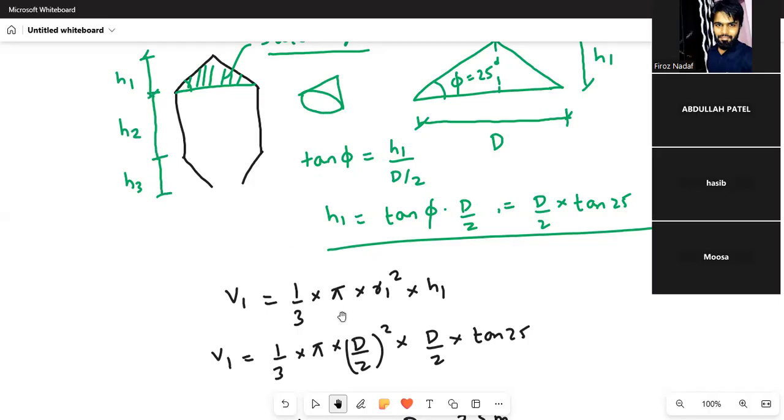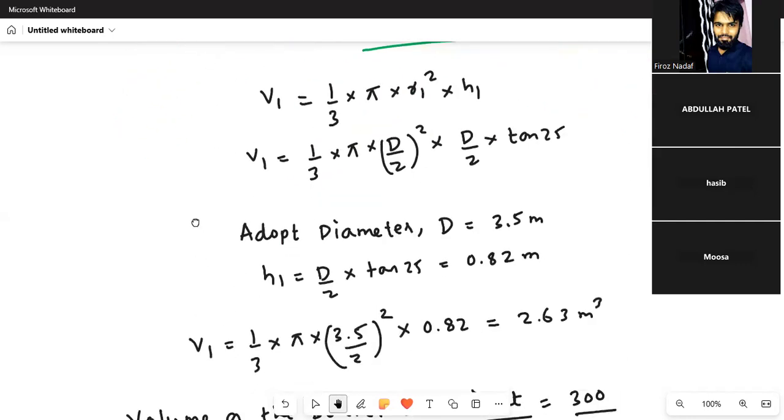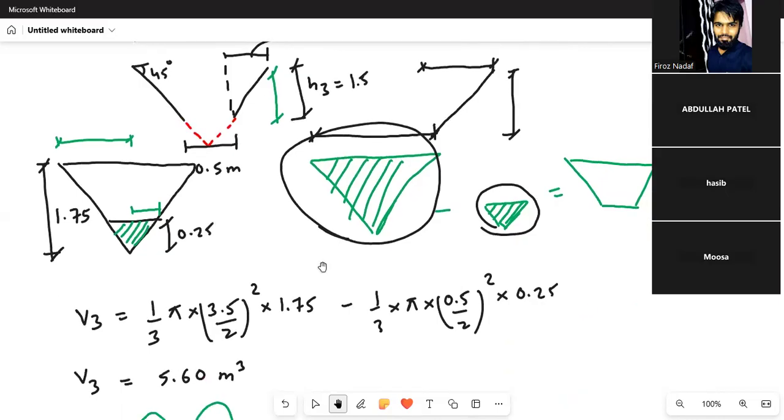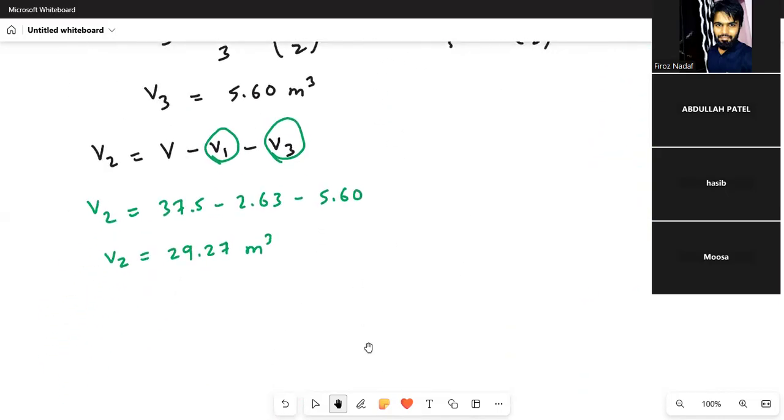Okay, so we got H1, we got H3. How to find H2? To find H2, we should know V2, and we know V2. What is V2? V2 is the volume of the cylindrical portion. Okay, so we got V2, so from V2 we can find H2.